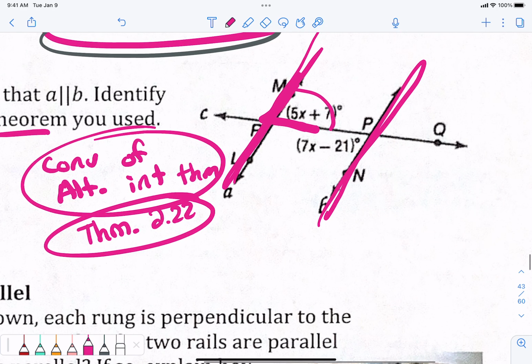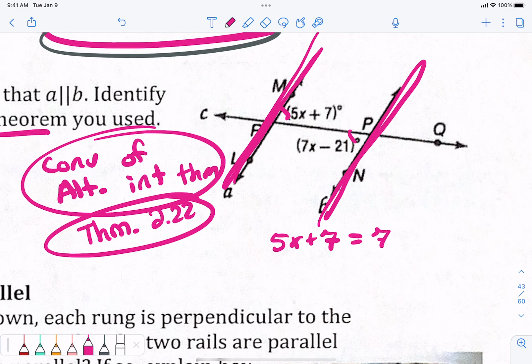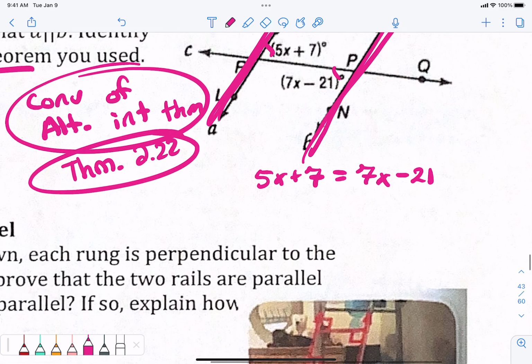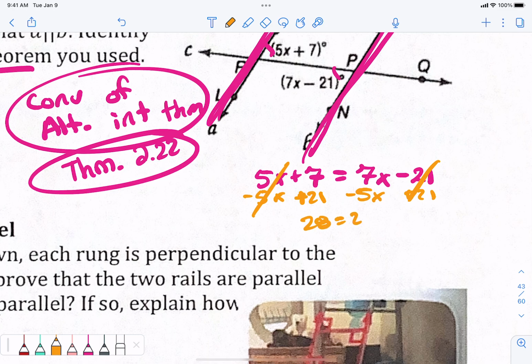Okay, now we have to solve for it. So, how do I solve that? 5x plus 7 equals 7x minus 21. They should be equal to each other. I'm going to subtract the 5x, and I'm going to add the 21 at the same time. So, gone, gone. That's 28 equals 2x. X equals 14. But that's not the answer.